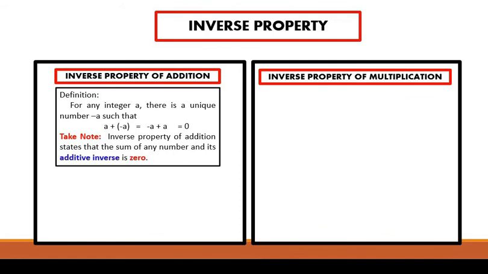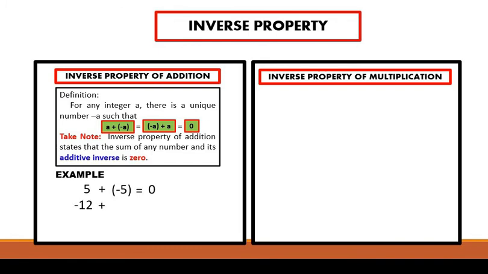inverse property of addition states that the sum of any number and its additive inverse is 0. So, if you can still remember when you say additive inverse, that is the opposite. If you have positive, you get the negative of that. So, that is additive inverse. Let's have an example. If you have 5, what's the additive inverse of 5? That is negative 5. So, pag nag-add ka daw ng additive inverse, the answer will always be 0. Kaya nga inverse. Okay, so you have 1 positive, you have 1 negative, the sum will always be 0.